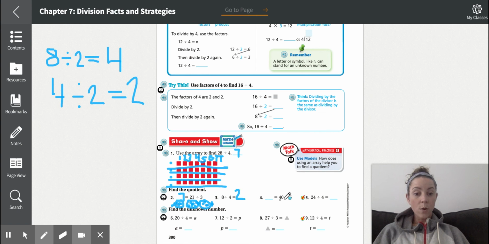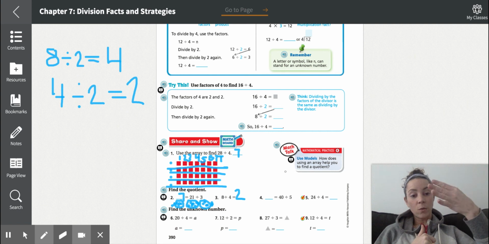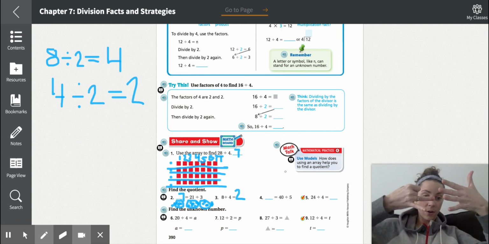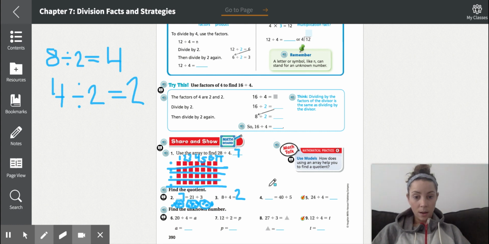Okay, 40 divided by 5. Whenever it's 5s, I like to just skip count by 5s. 5, 10, 15, 20, 25, 30, 35, 40. So there's 8 groups of that. And 24 divided by 4. I could draw these circle groups again, but I really like this where I'm going to divide it by the 2 and the 2 because 4 is really like a 2 and a 2 multiplied. So I'm going to do that one over here.